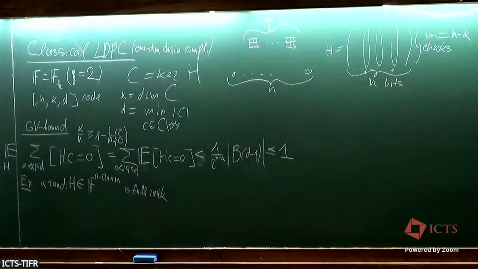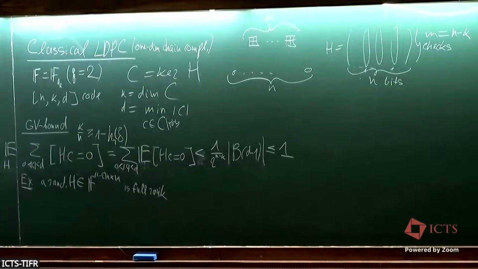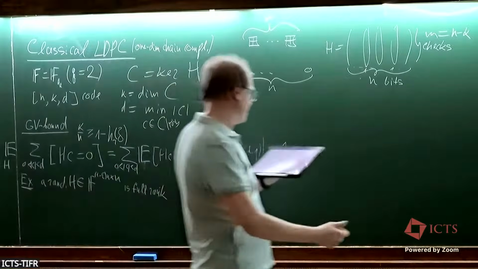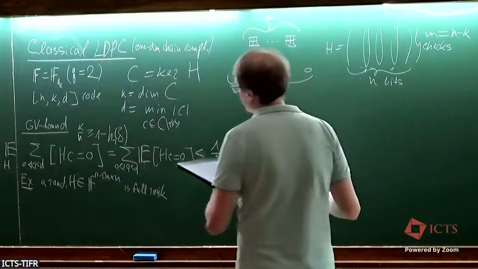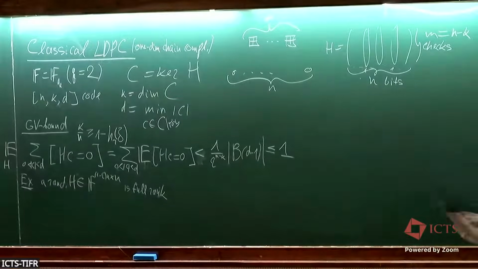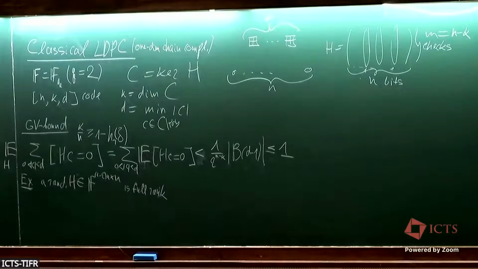And so, this is an exercise that shows that a random matrix is also full rank. Okay, so the main reason why I reminded you of this very useful technique is that this is one of the main methods that was originally used to prove that classical LDPC codes exist.